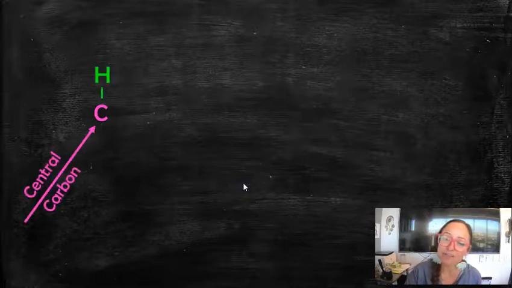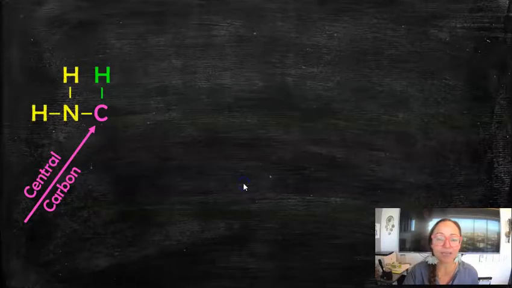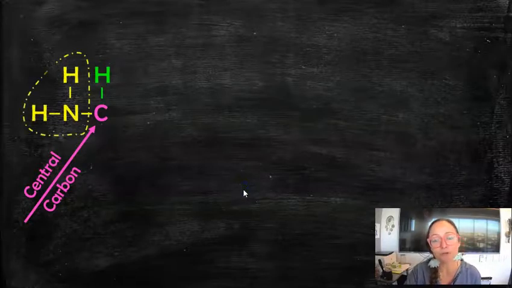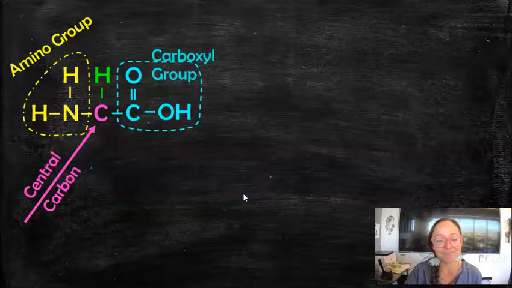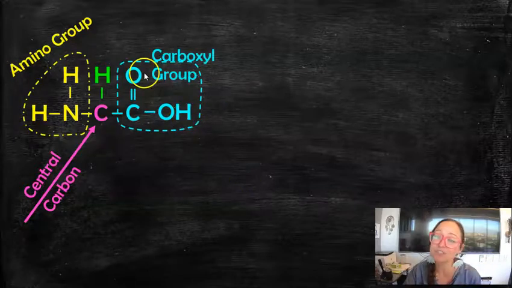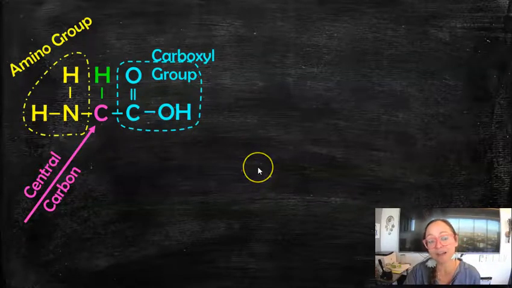and then attached to that central carbon is a hydrogen, and then on the left-hand side we have an amino group. And the amino group is a nitrogen with 2 hydrogens attached. And then on the right-hand side, we have a carboxyl group. And that carboxyl group is made of a hydroxyl, which is the OH, and then a double bonded oxygen.